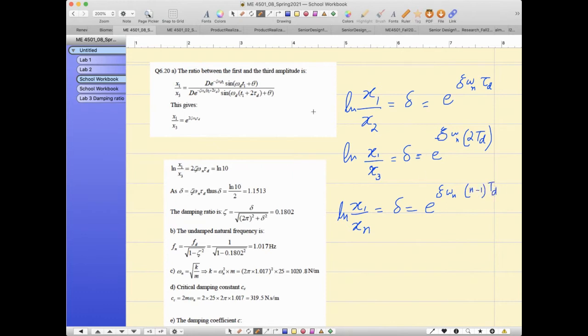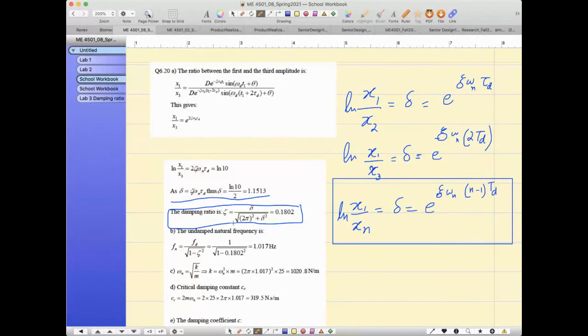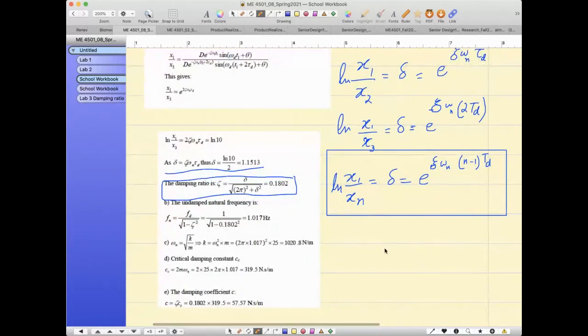So this is the important thing. This is what we call the general formula. I would say you could write this down in your notebook. Now, the other formula is for the damping ratio. Once you know the decrement, then you plug it into the damping ratio formula. This formula should also be in your formula sheet. You may see quiz questions like this.